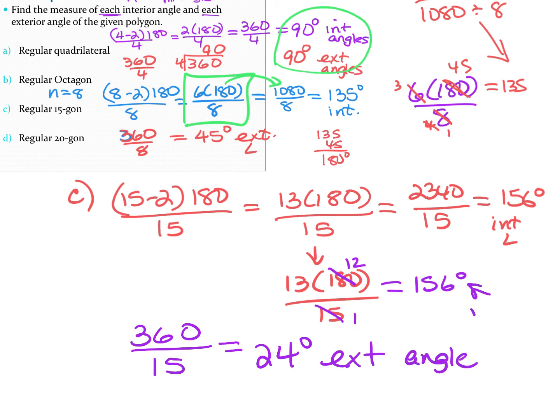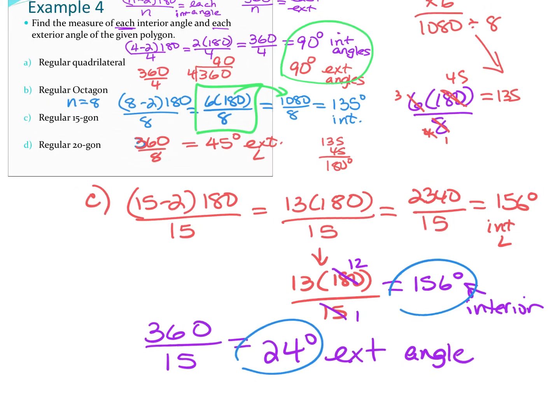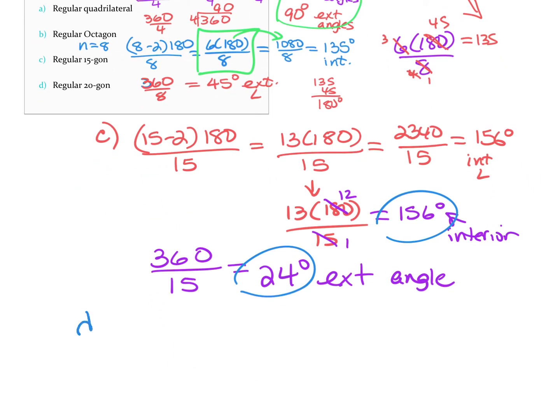And again, that's the interior. And again, you could double check it. If these two, when you add them, do not add up to be 180, you probably did something wrong with your multiplication or division. Then for part D, the 20 sides.